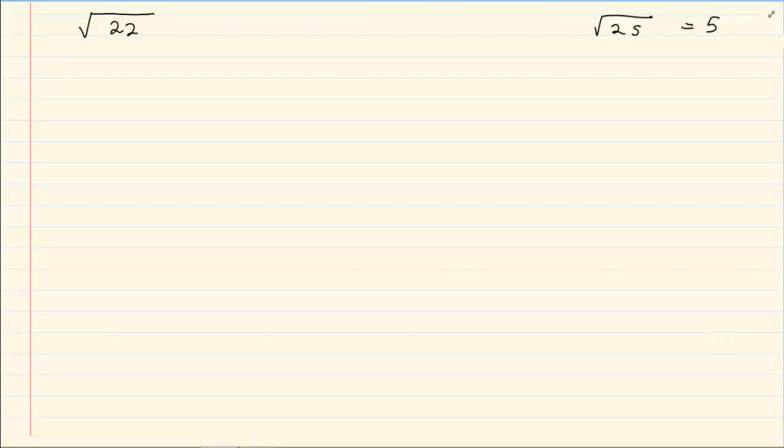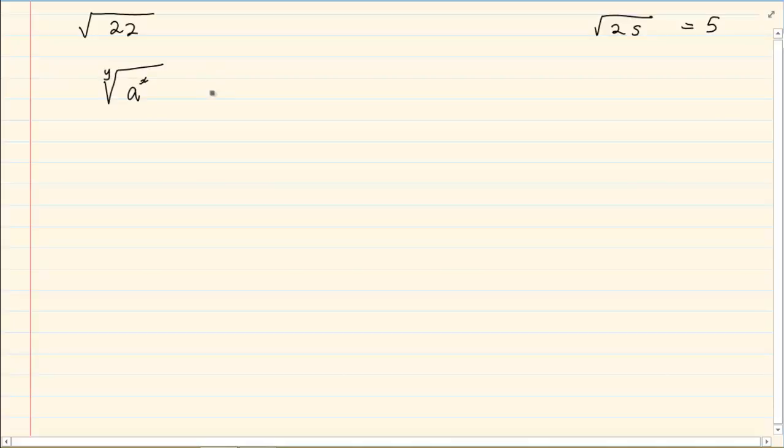Surds can also be written in an exponential form. Now the rule for surds to be written in an exponential form is the base is a and the power becomes x over y, which is inside over outside.